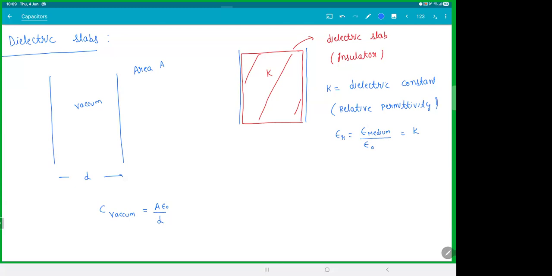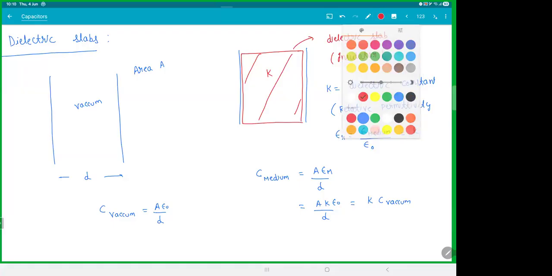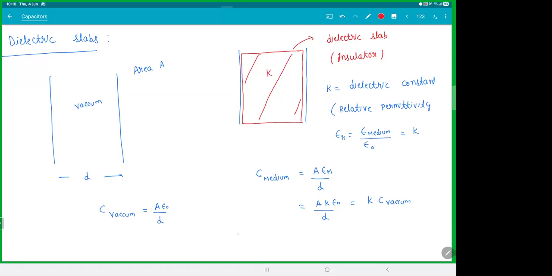So now what happens to this thing? The C of this capacitor, when you keep the medium, will become A epsilon medium by D, but epsilon medium is simply K times epsilon naught. So this becomes K times C vacuum. So whenever you fill the whole space with a slab, the capacitance increases by K times. For example, generally they use zinc sulfide.